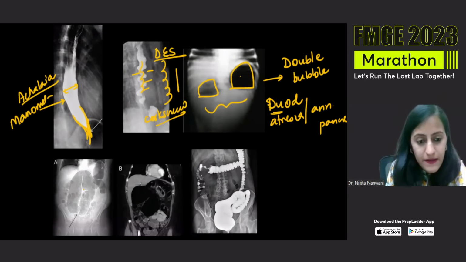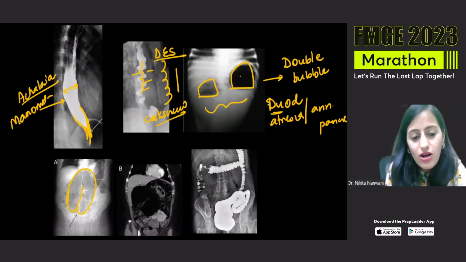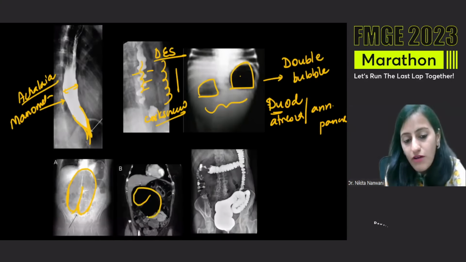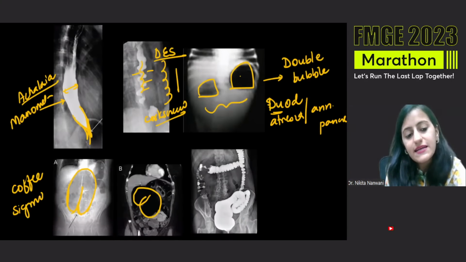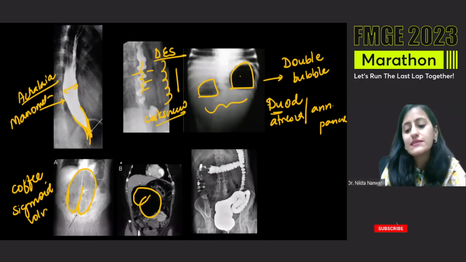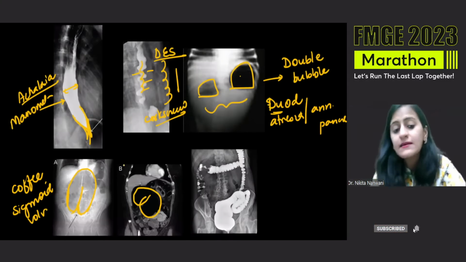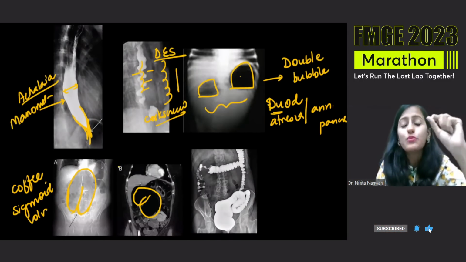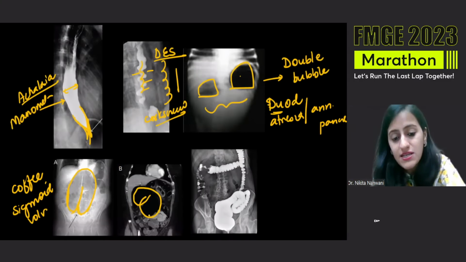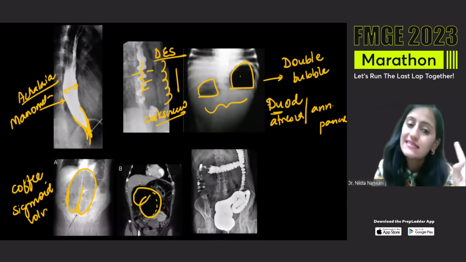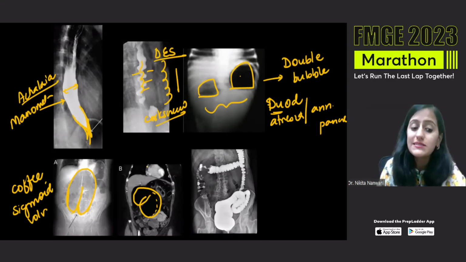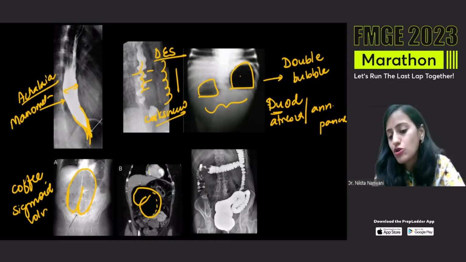Next one here, where we see this coffee bean sign, right? The three longitudinal lines converging at this point, the coffee bean sign, very, very important. Coffee bean is sigmoid volvulus. Okay, it is sigmoid volvulus. Sigmoid volvulus, is it with haustrations or without haustrations? You don't see any haustrations in sigmoid. It is ahaustral. Cecal volvulus has the haustrations.